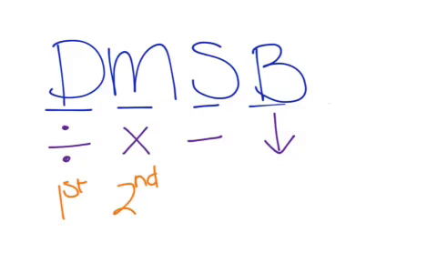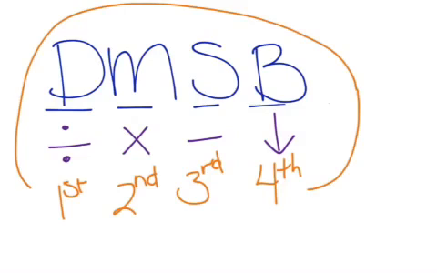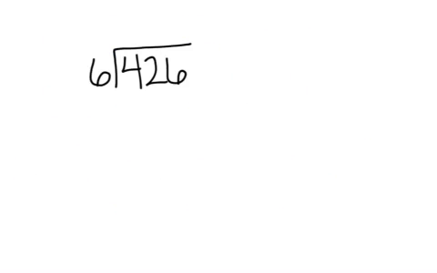First, we divide. Second, we multiply. Third, we subtract. Fourth, we bring down. Then we repeat the steps until we have no more digits in our dividend. We are going to solve the problem 426 divided by 6.